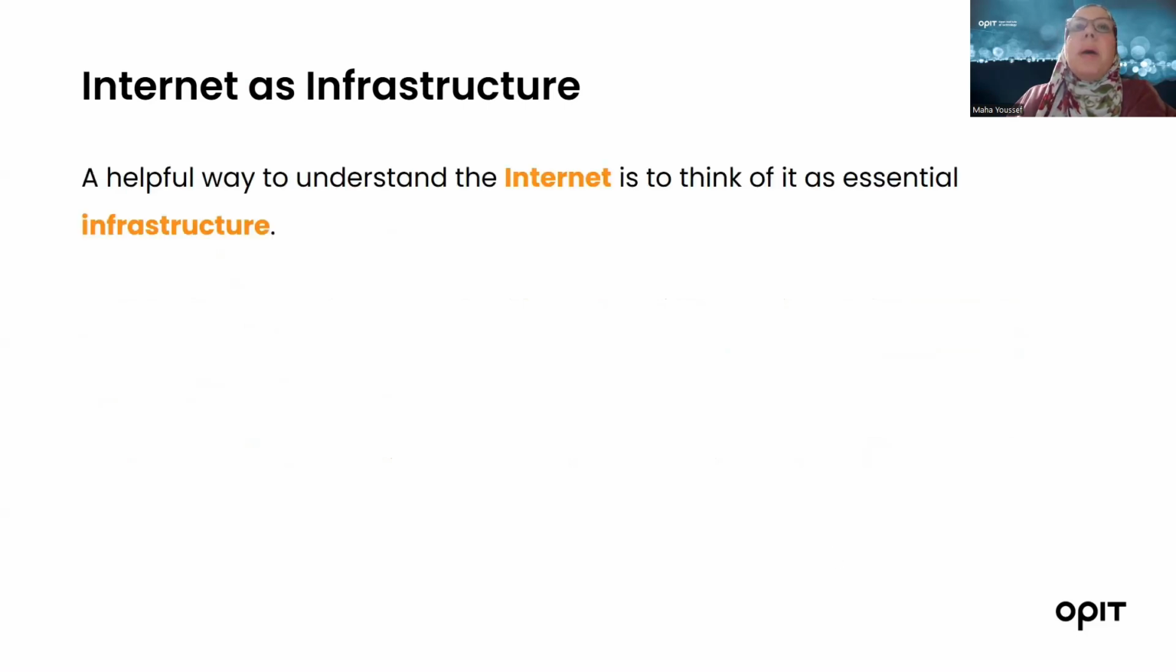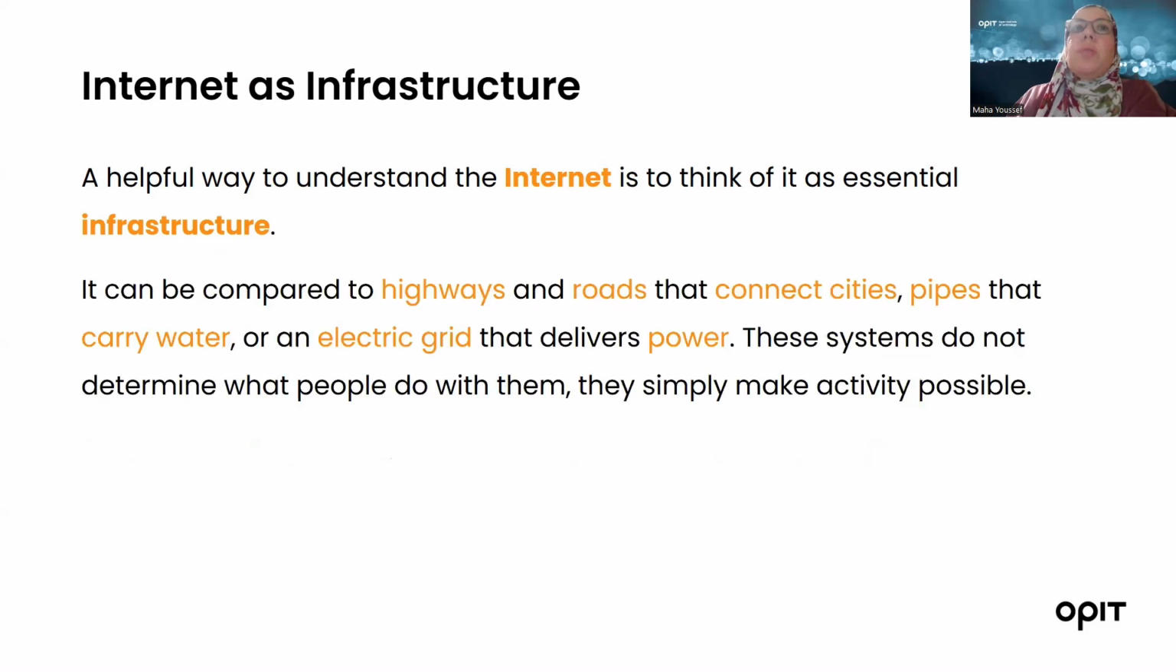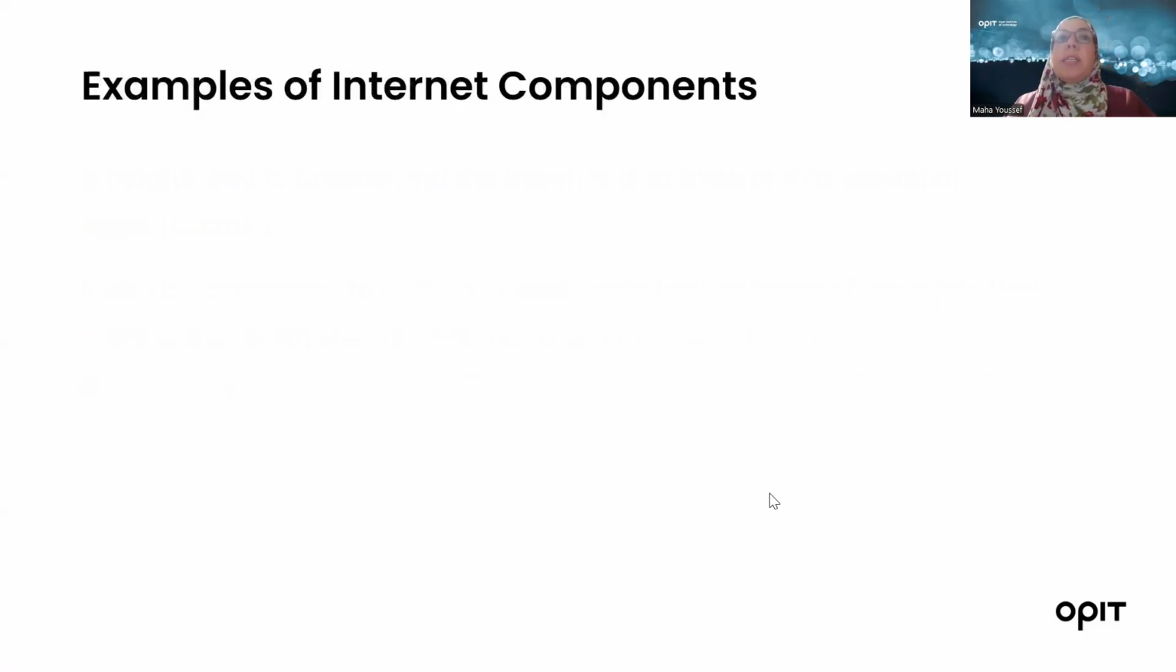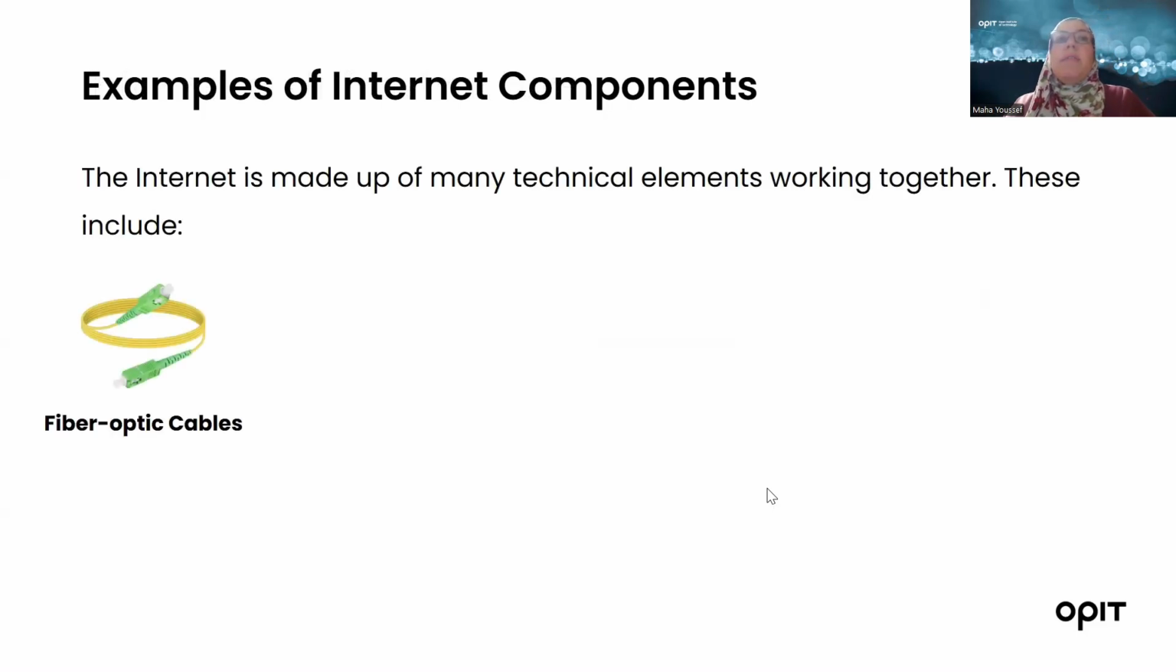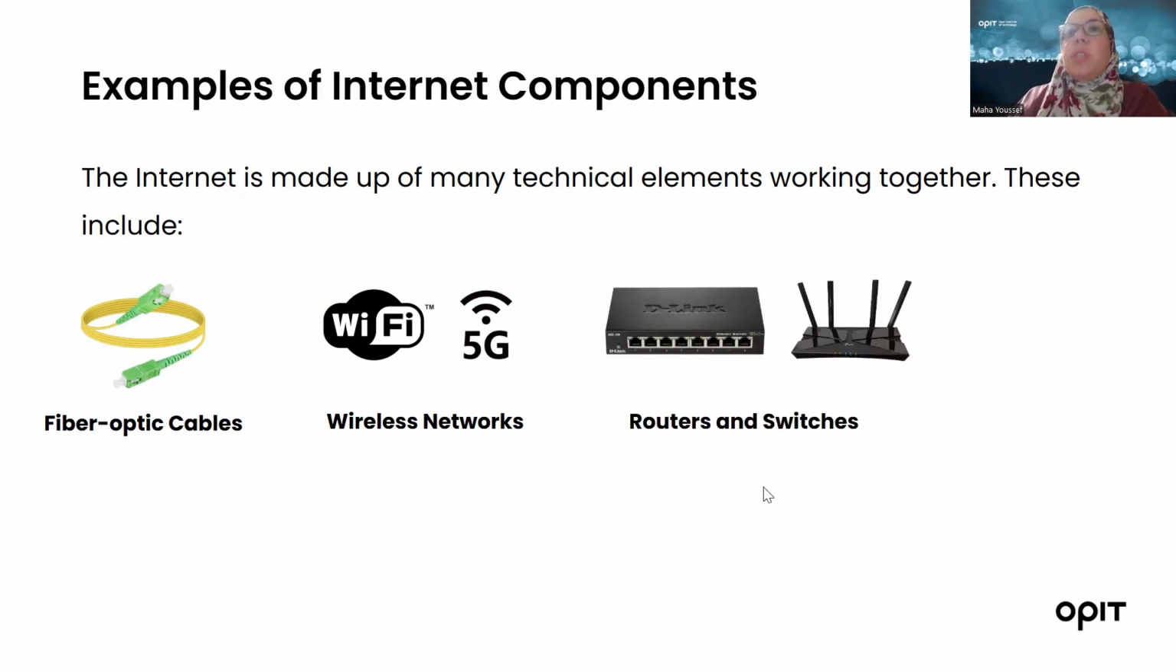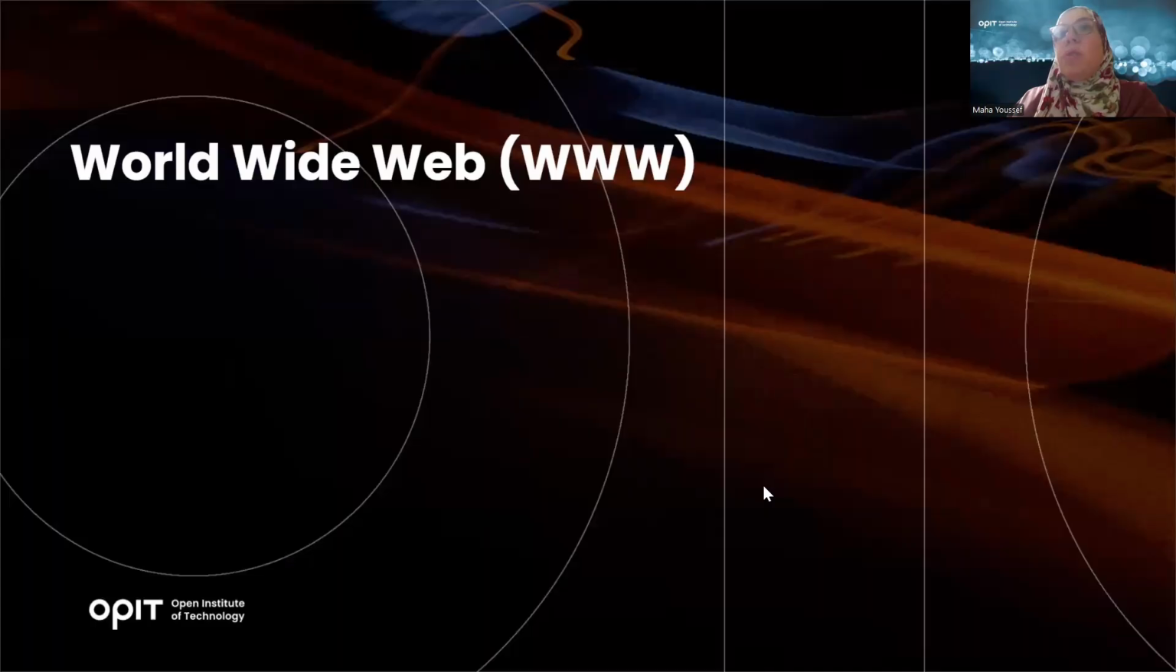So it is good to think of the internet as essential infrastructure. It can be compared to the highways and roads that connect cities, the pipes that carry water, or the electric grid that delivers power. This infrastructure of any city is the internet: the fiber optic cables, wireless networks, routers and switches, the data centers, and the servers.